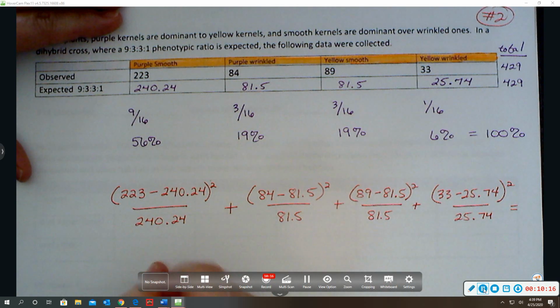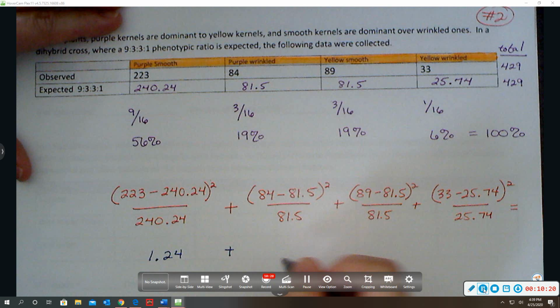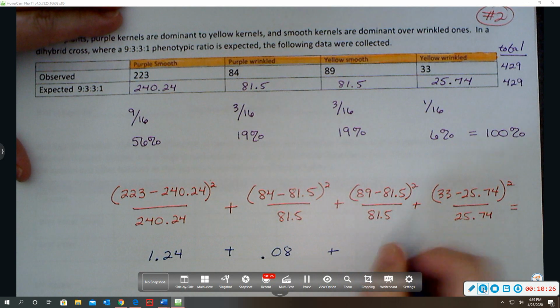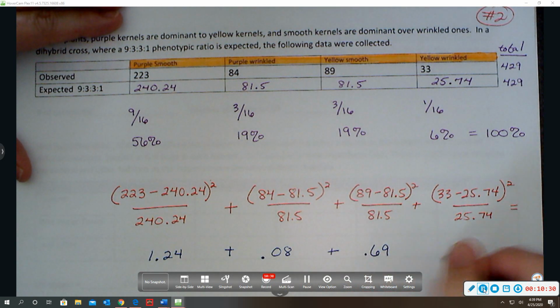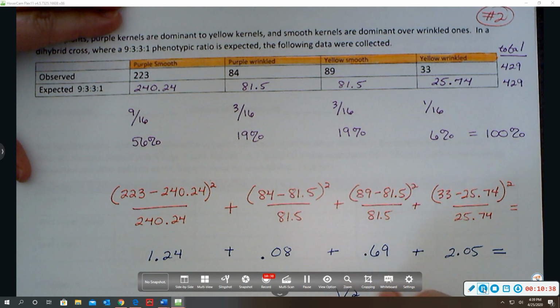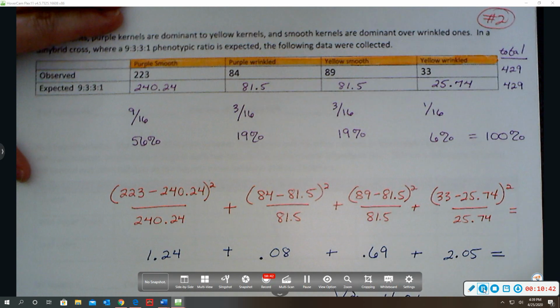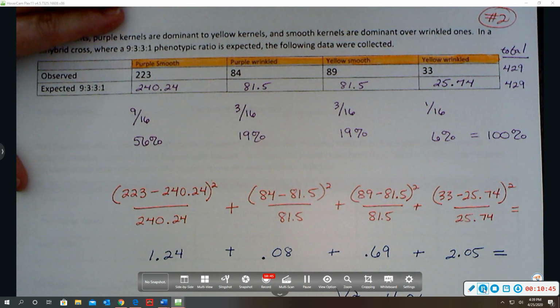For this one you'll get 1.24. This one you'll get 0.08. Notice I'm putting a plus in between each of these. This one I'll get 0.69 and then 2.05. Add those up and you'll get your chi-square. I got my chi-square is 4.06. Again, if I did any of my math wrong, let me know.